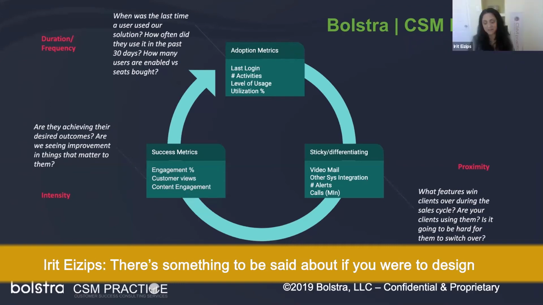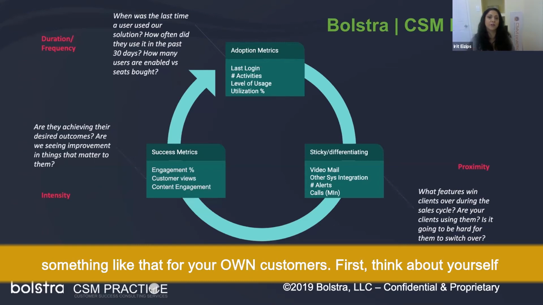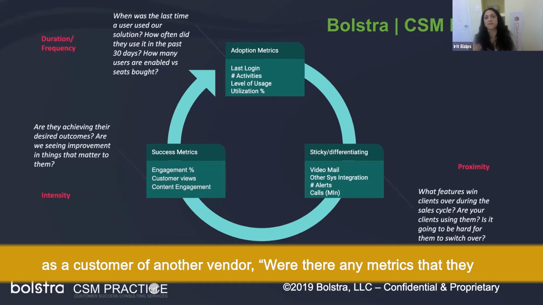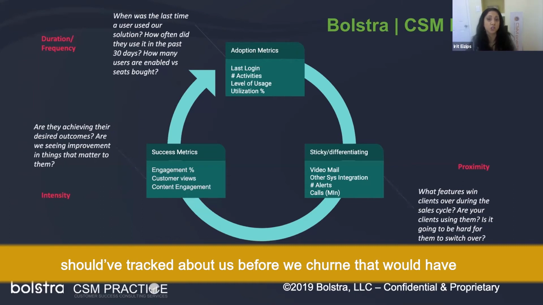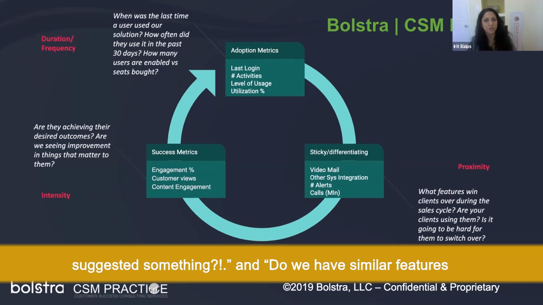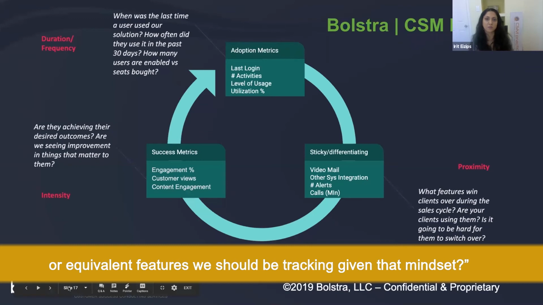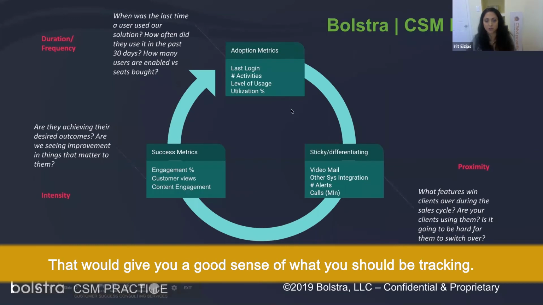And I think there's something to be said about, if you were to design something like that for your own customers, first think about yourself as a customer of another vendor. Were there any metrics that they should have tracked for us before we churned that would have suggested something, yes or no? And do we have similar or equivalent features that we should be tracking given that mindset? I think that would give you a good sense of what you should be tracking.